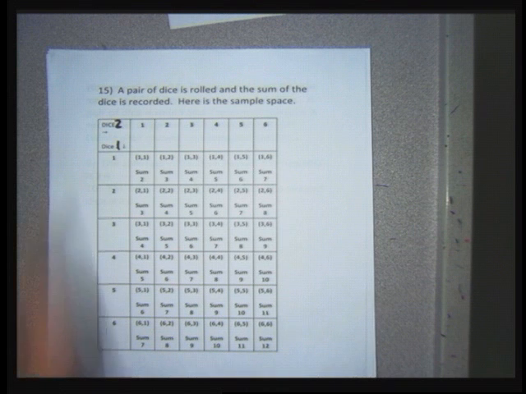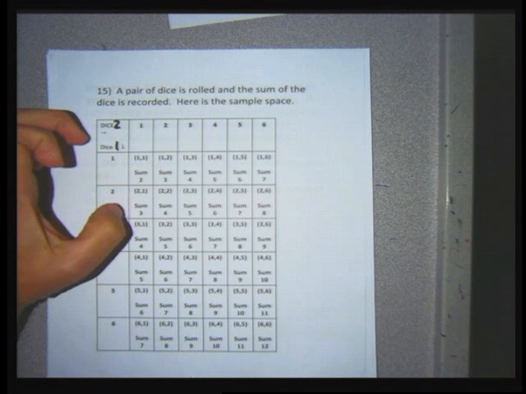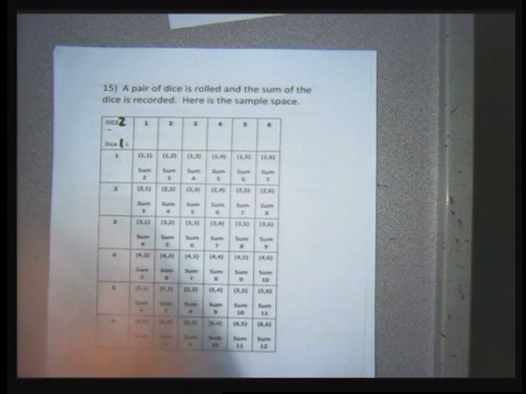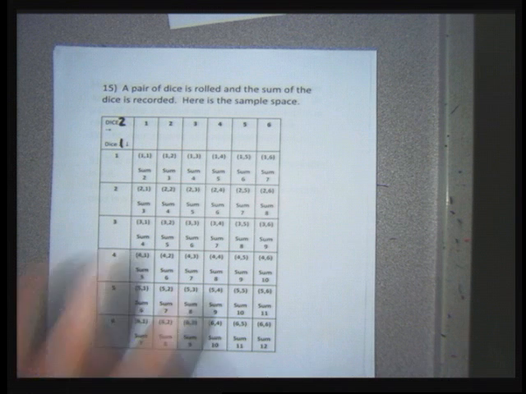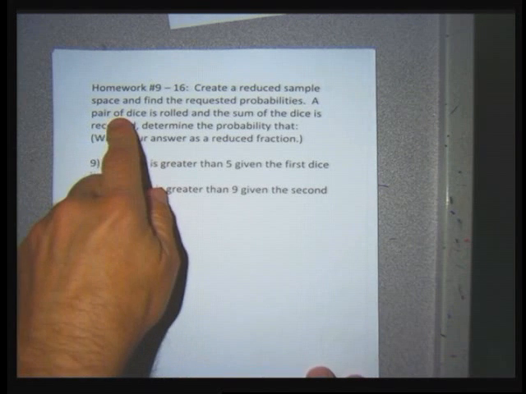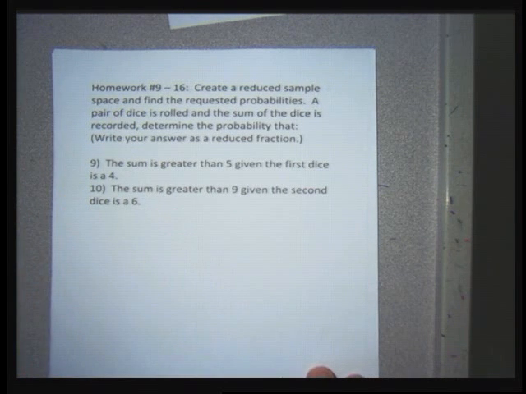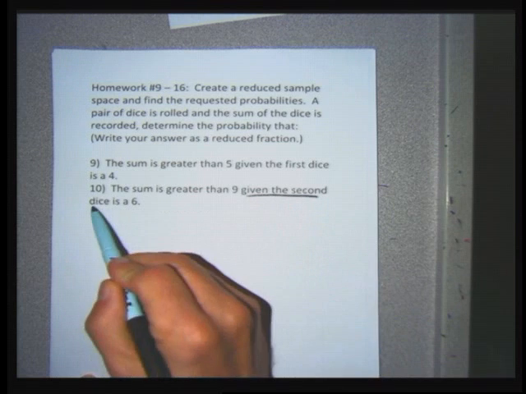Hopefully you can find this in problem 15, in section, I don't know, 4.4-ish, and print out a couple copies of this to do this problem. It will make it a lot easier to find the restricted sample space. So this is the sample space that is relevant for problems 9 through 16: a pair of dice is rolled and the sum of the dice is recorded. So for problem 10, the given part is: given that the second dice is a 6.